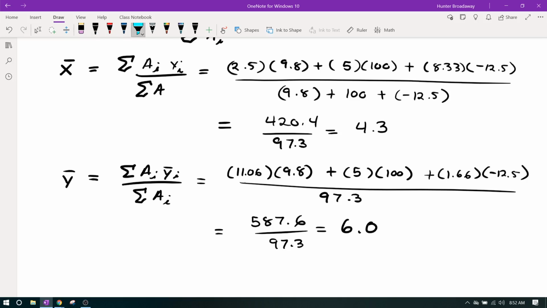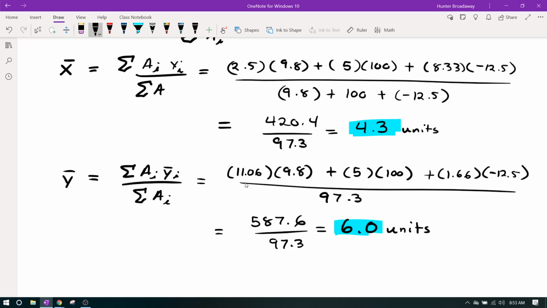So our x bar location is going to be about 4.3 units over, and our y bar location is going to be about 6 units up. Since these are both positive, we know that the 4.3 is to the right, and we know that the 6.0 is the units that go up. I think I just said that backwards, but I think you'll get the idea.